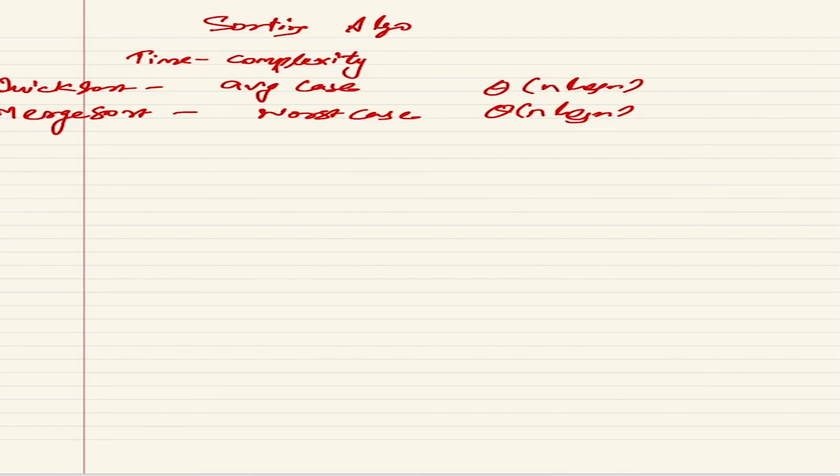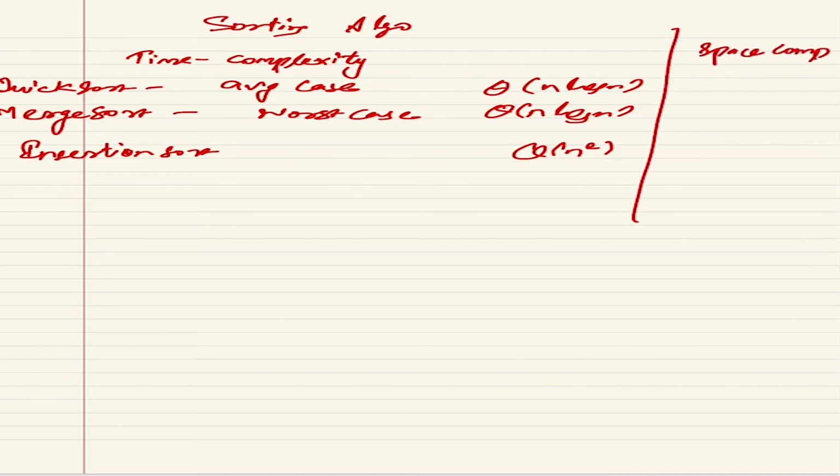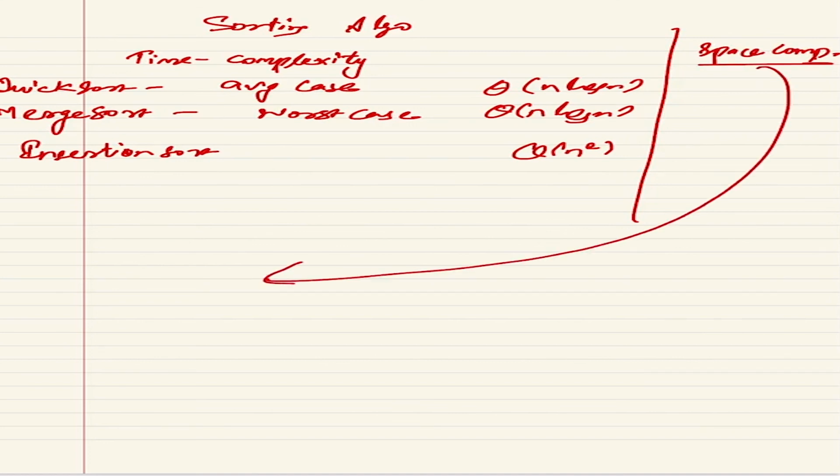Now there are other things like insertion sort and all. They are theta n square. Okay. They are not very good in terms of time. But apart from time complexity, you can also talk about space complexity. Just so that this term is clear, what is the space complexity? That generally takes care of how much memory is required in terms of input size. So how much memory would be required?